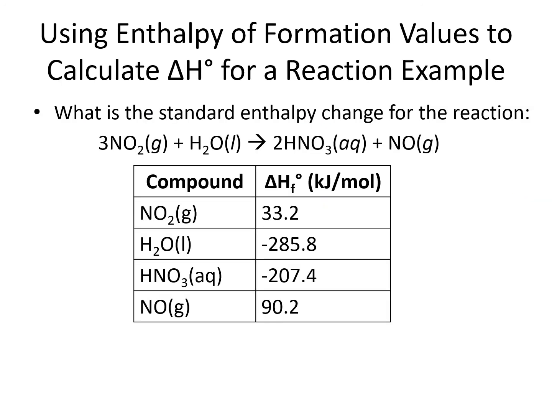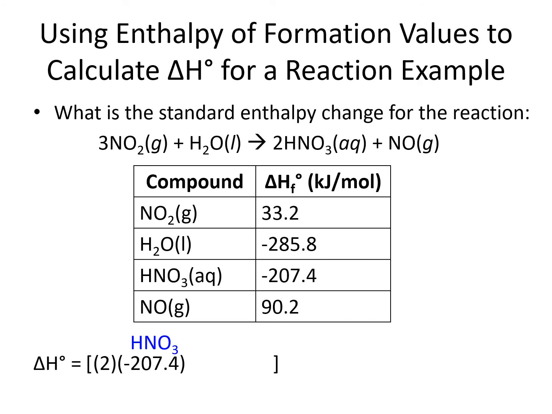Here's an example of calculating the overall delta H of a reaction based on the delta HF values of each of the parts of the reaction. We're trying to find the delta H for the reaction between nitrous oxide and water to make nitric acid and nitric oxide. We start with the products on the right side of the reaction. Our first product, nitric acid, has a coefficient of 2 in the balanced chemical equation, and its delta HF value from the table is negative 207.4.